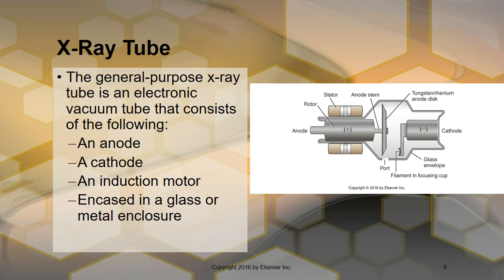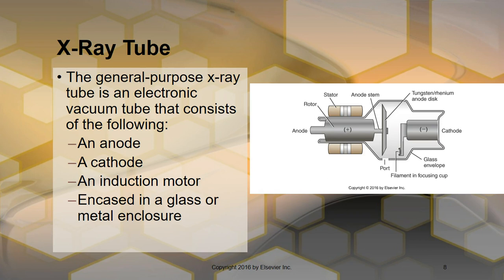It has an anode, and I'm going to point, here's your anode. It's got a cathode, here's the cathode, and it has an induction motor right in here. And it's all encased in a glass or metal enclosure. So this is the glass, and then it's got that big metal thing around it. So this is probably the first time you've heard this, but the word anode means positive end of the tube, and cathode is the negative end of the tube.